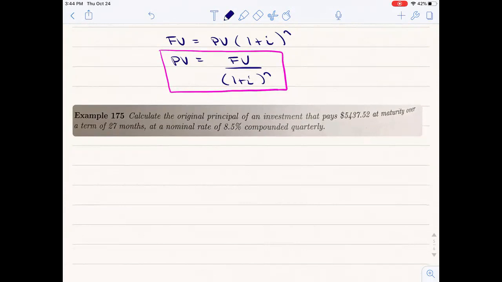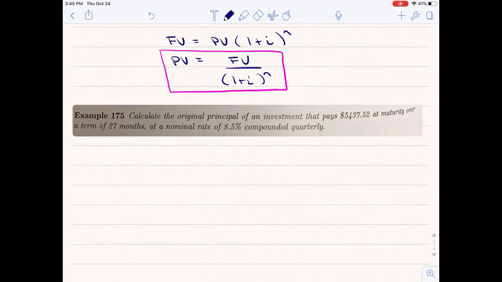Compounded quarterly again. Boring. That's okay. It doesn't really change anything, it just changes your F, but how you approach the problem doesn't change. So, all right, we want to calculate the original principal, so the present value, of an investment that pays $5,437.52 at maturity. So that's your future value.